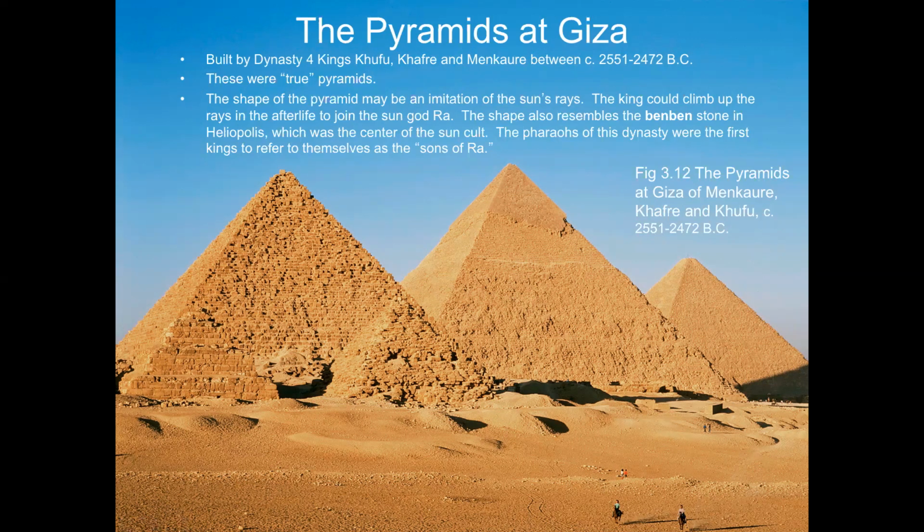So the shape of the pyramid may be an imitation of the sun's rays. When we get to the New Kingdom, we'll have a better illustration of that sort of thing. The king could climb up the rays in the afterlife to join the sun god Ra. The shape also resembles the Ben stone in Heliopolis. Heliopolis means sun city, which was the center of the sun cult. The pharaohs of this dynasty were the first kings to refer to themselves as the sons of Ra, and they meant this quite literally.